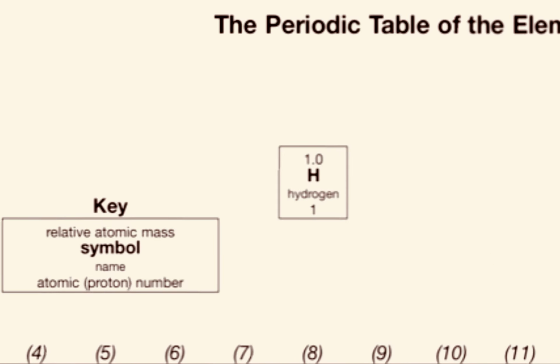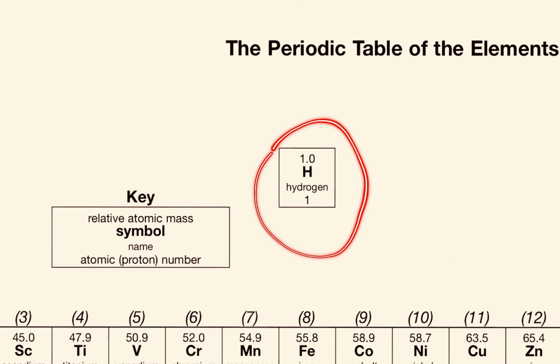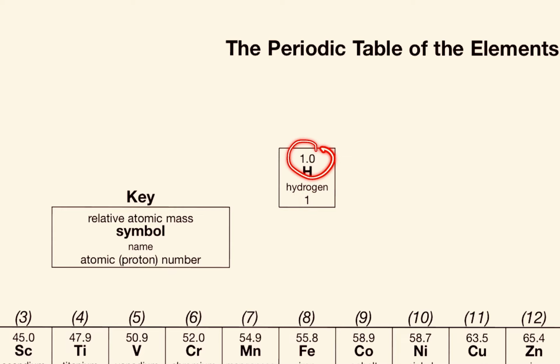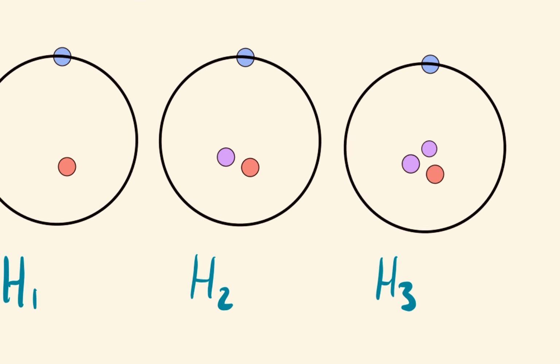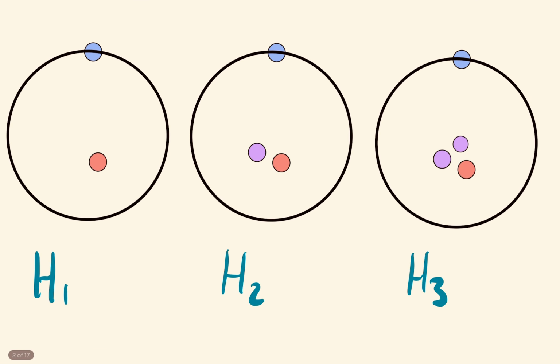So if we look at our periodic table, we've got hydrogen, a proton number of 1, and a relative atomic mass of 1 as well. But we do have these 2 isotopes of it. And that sort of helps us with this definition.